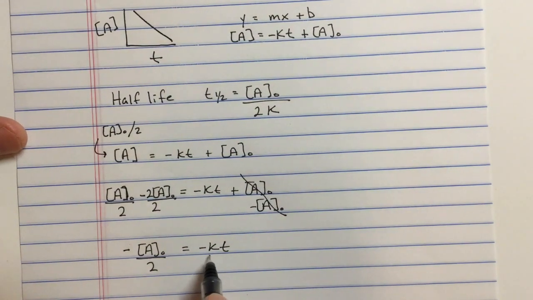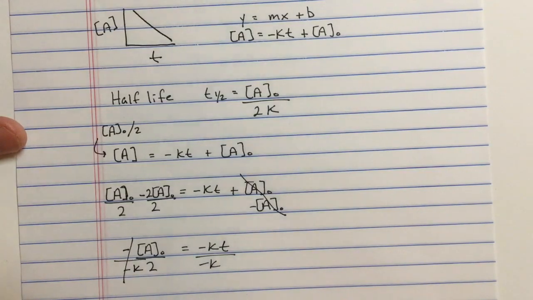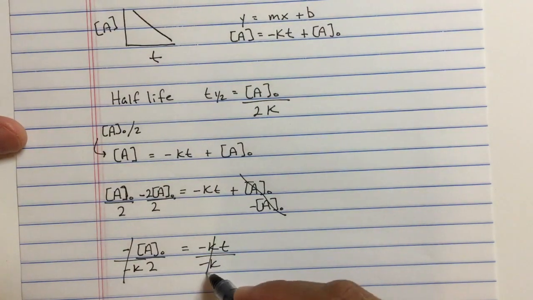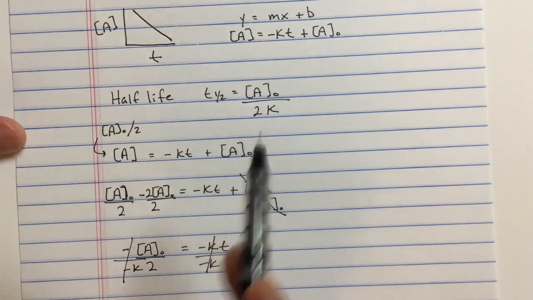How do we get t by itself? Divide both sides by negative k. And of course, you see the negative signs cancel, the k's cancel. And so the time that it takes for the initial concentration to be cut in half is equal to A naught over 2k, which is our half-life.